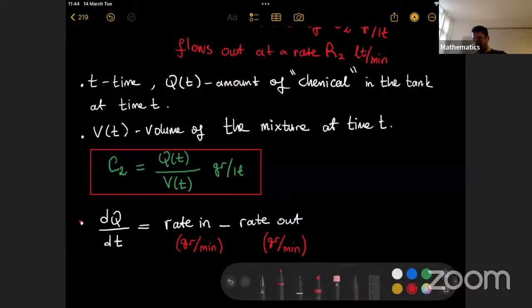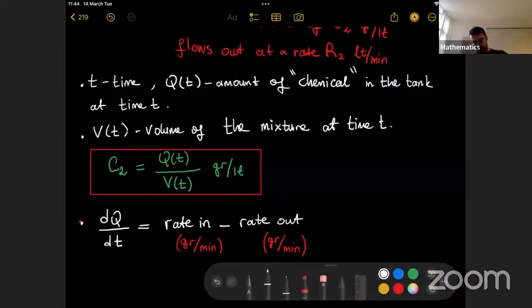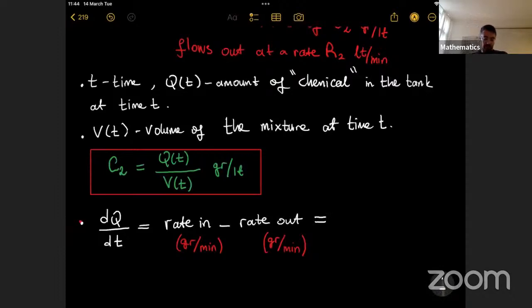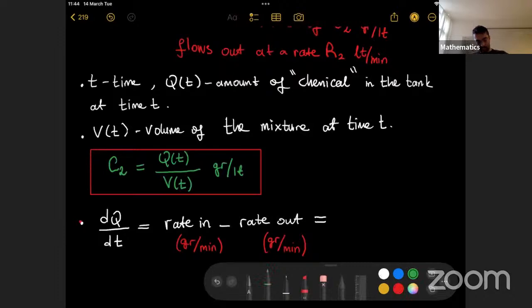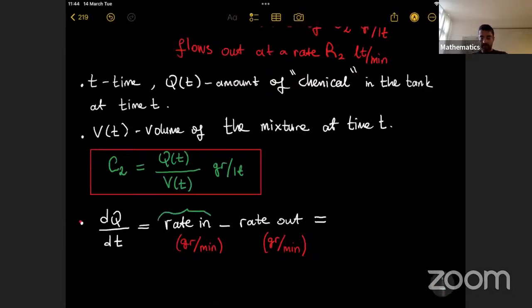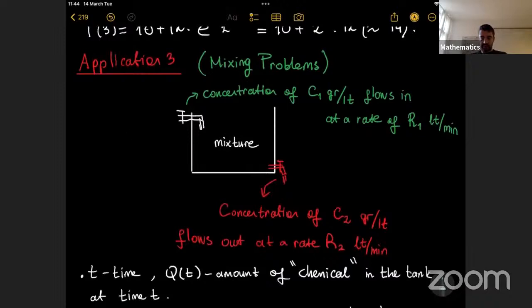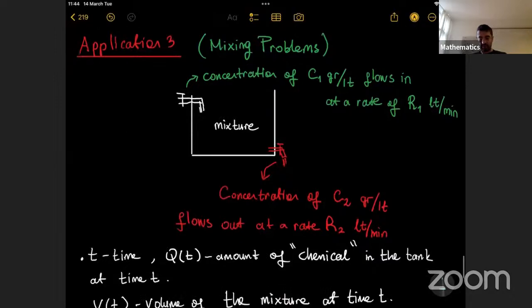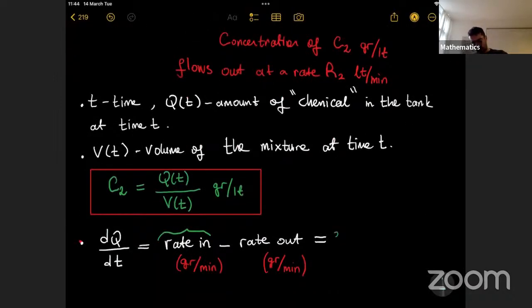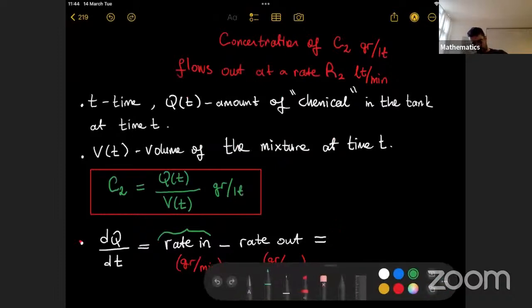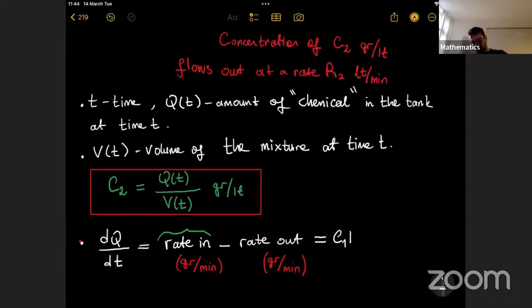So what are this rate in and rate out? Let's first compute this rate in. Remember that here concentration of C1 gram per liter flows in at the rate of R1 liter per minute. So if you multiply these two, basically you get rid of the liters. Okay, it's gram over minute. So this is rate in, okay? So C1 times R1 gram per minute.